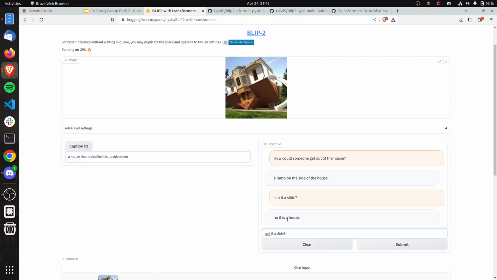Wait a second. No, it is a house. True, it is a house.